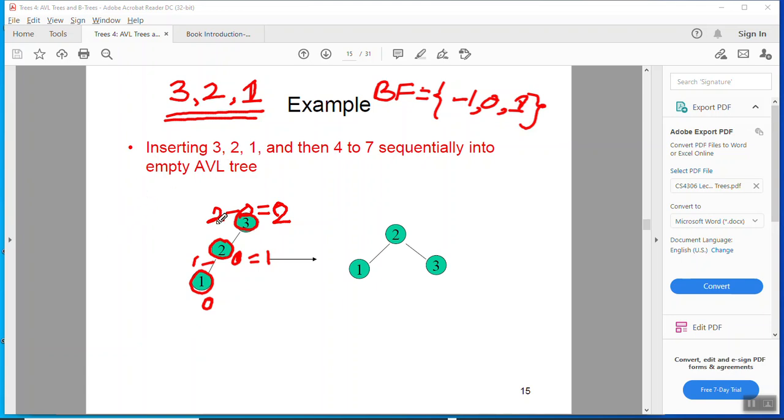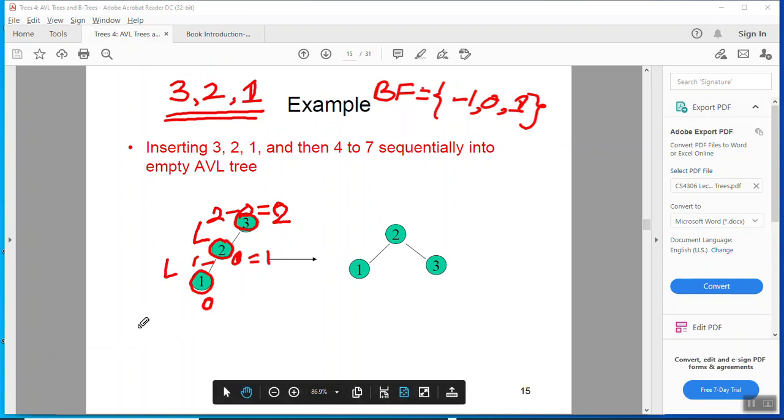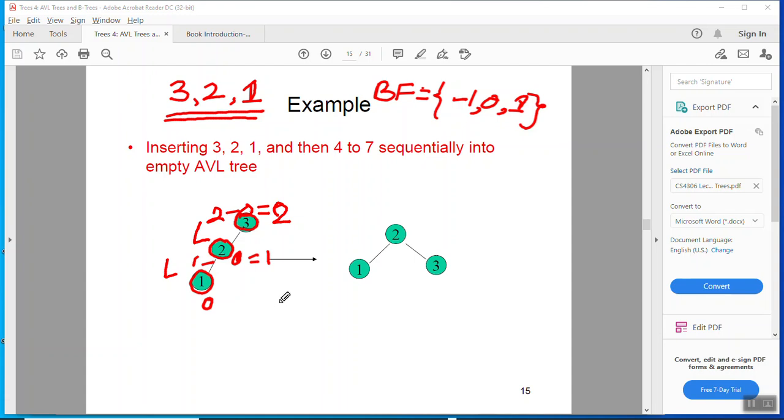Rotation number 1: we see that here the children are left and left. So the rule of thumb is that if the children are left and left, then you will do a right rotation.